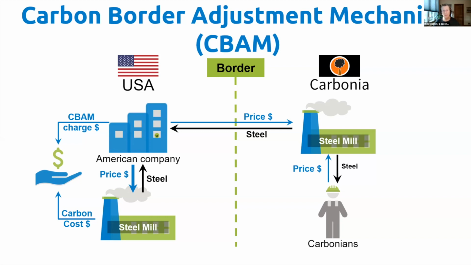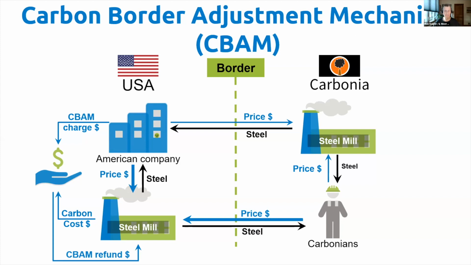That presents a temptation for the American Steel Company to move their mill to Carbonia, where their operating costs will be lower. So to prevent that, if the American Steel Company wants to export steel to Carbonia, the CBAM should grant them a border tax refund so they can lower their export price and still make a profit because they're getting money from the CBAM fund.